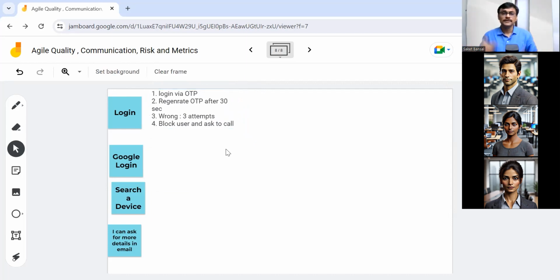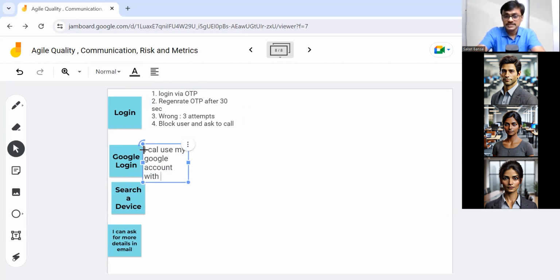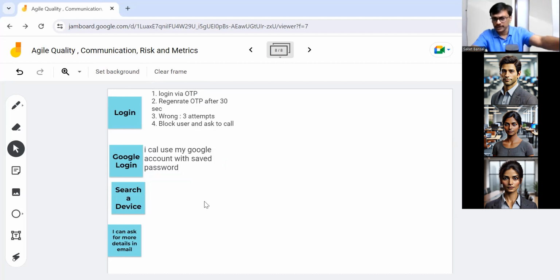I can't dream as a developer that we need to give a call to the call center if the login attempt is blocked. Maybe they don't want to get a call. So this is purely driven by our stakeholders. You can call them product owner, you can call them customers, but this is purely driven by them. Now for Google login, probably they can say I can use my Google account with saved password also, and maybe there is a wrong password and forgot password option as well. So this is the acceptance criteria for that.